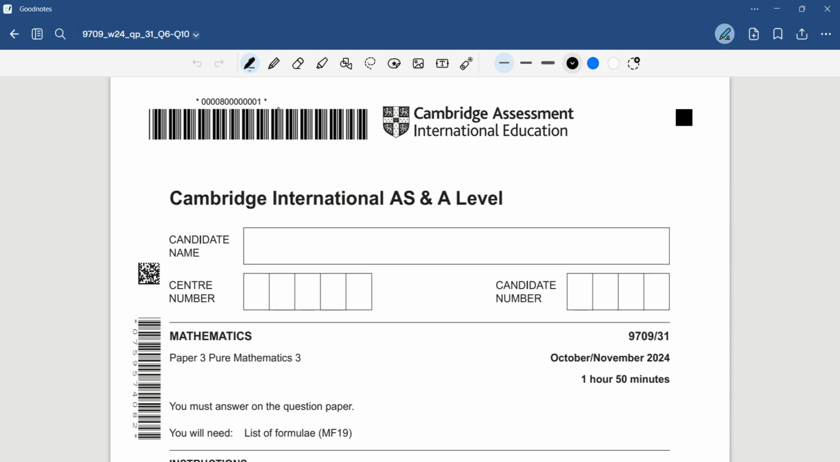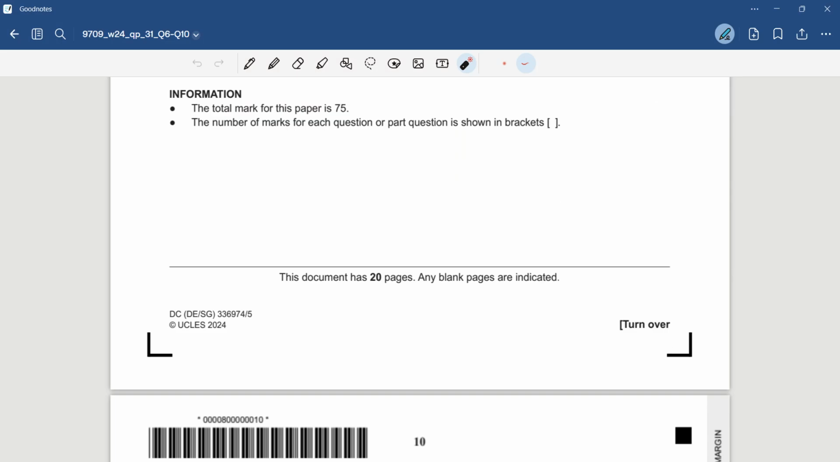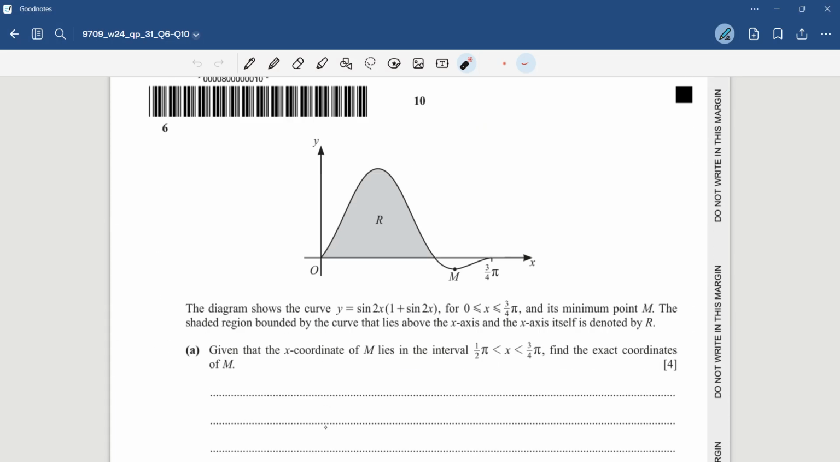So we are going to continue with Pure Maths 3, October/November 2024, variant 1, from question number 6 to question number 10. So let's go into question number 6.